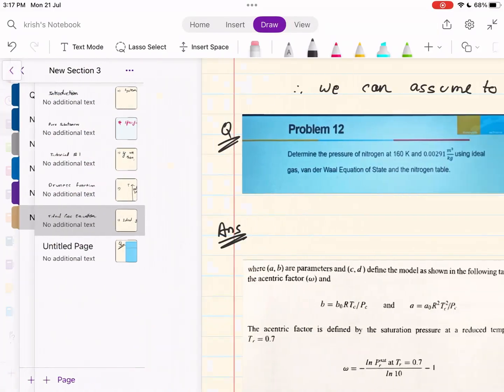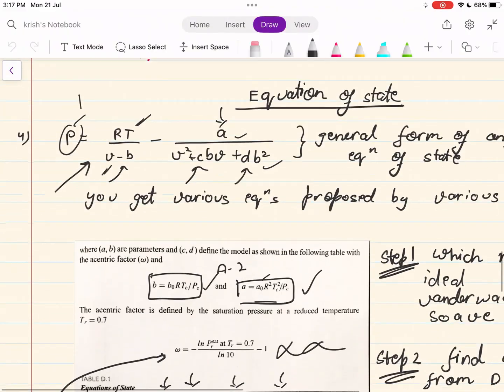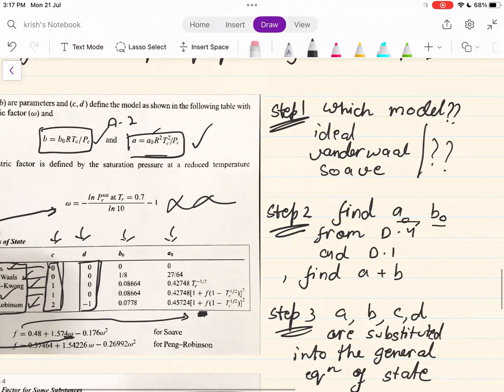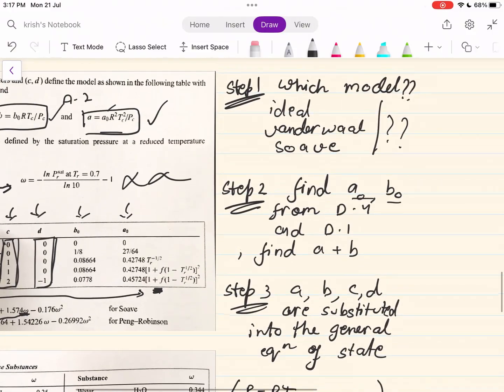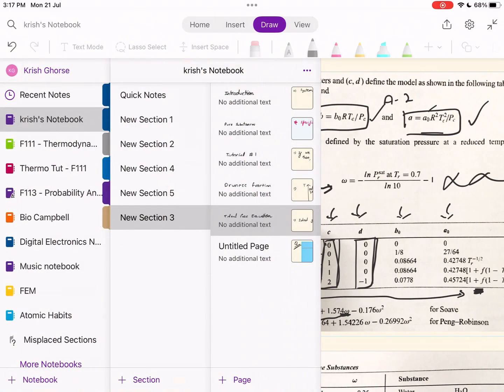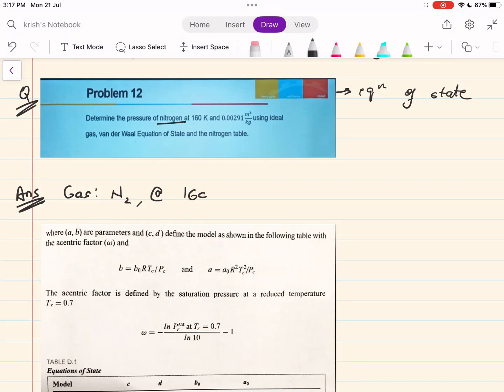Okay, so in this part of the second tutorial, we're going to be solving only one question, and this is based on equation of state. Remember, it is the topic that we discussed before we started this chapter. It is this topic, the one with this equation, right? And we are going to be solving it according to these steps that I told you. So let's have a look at the question.